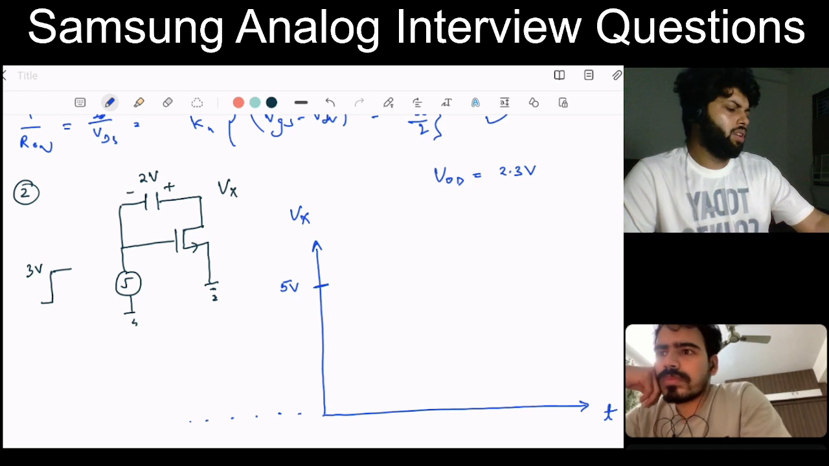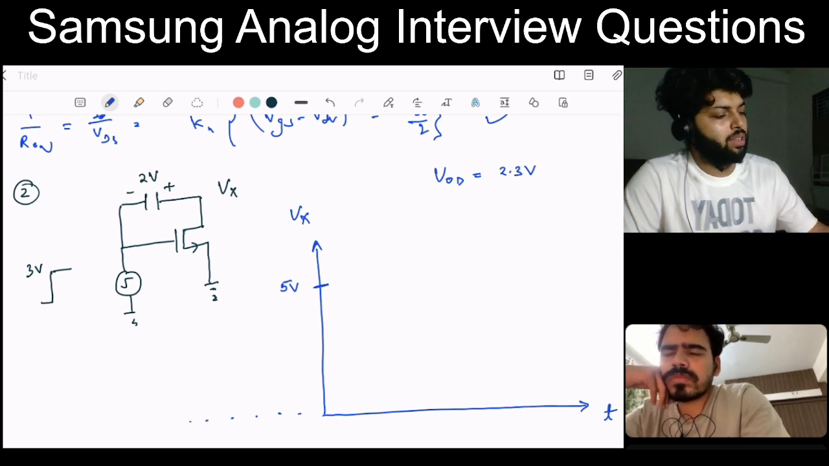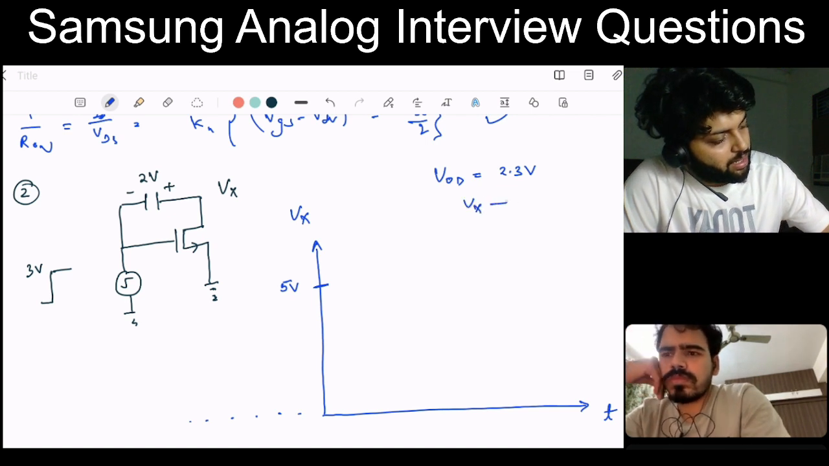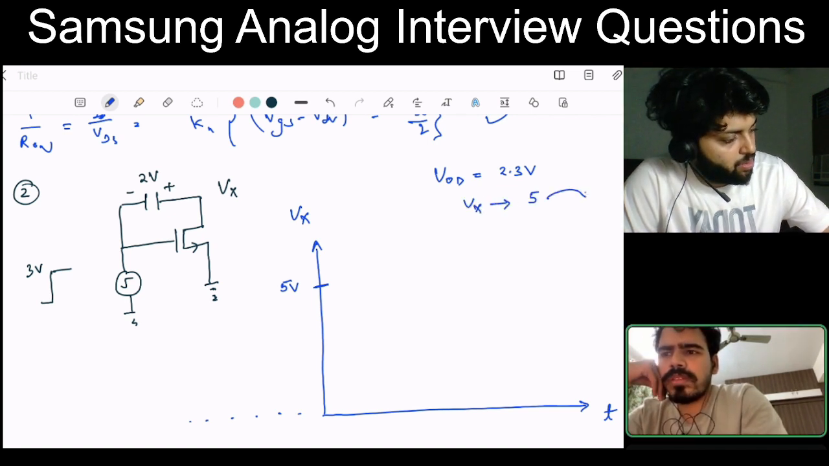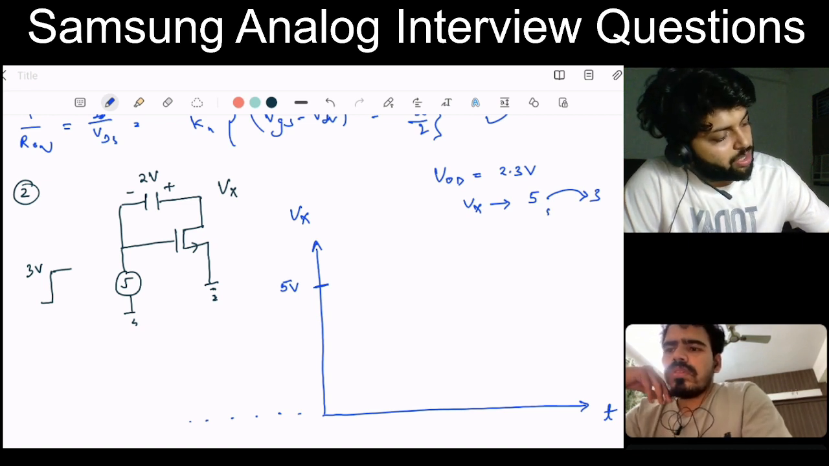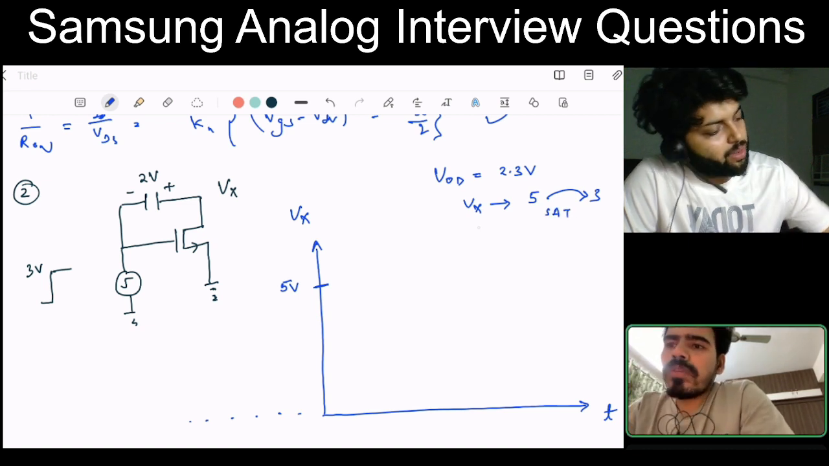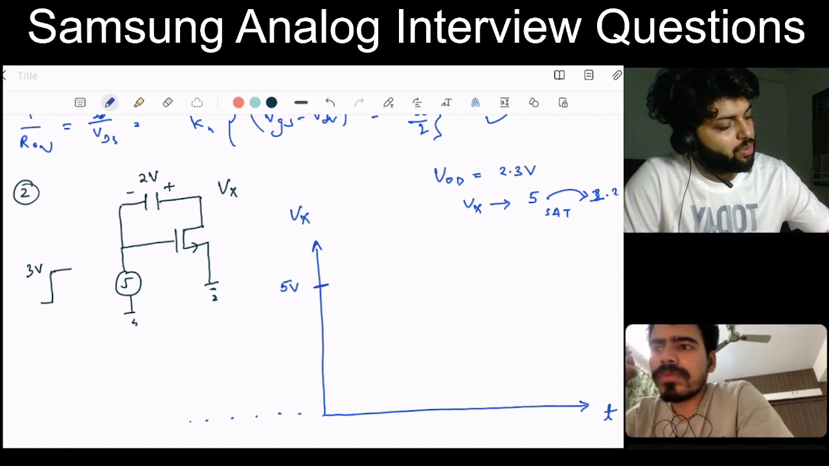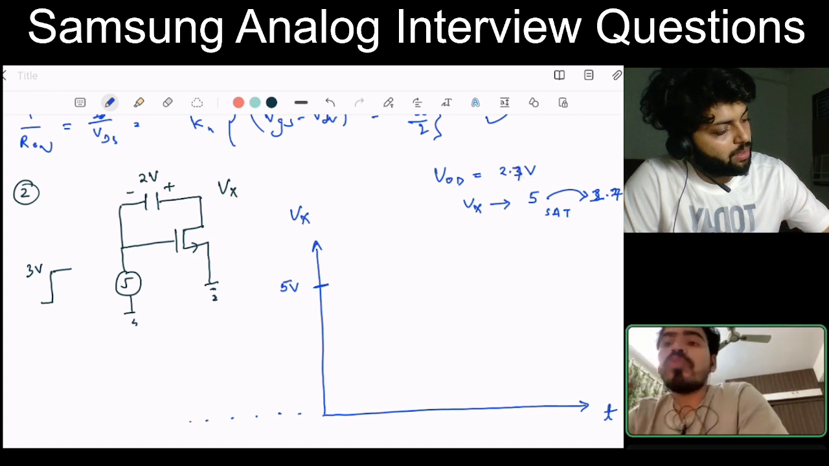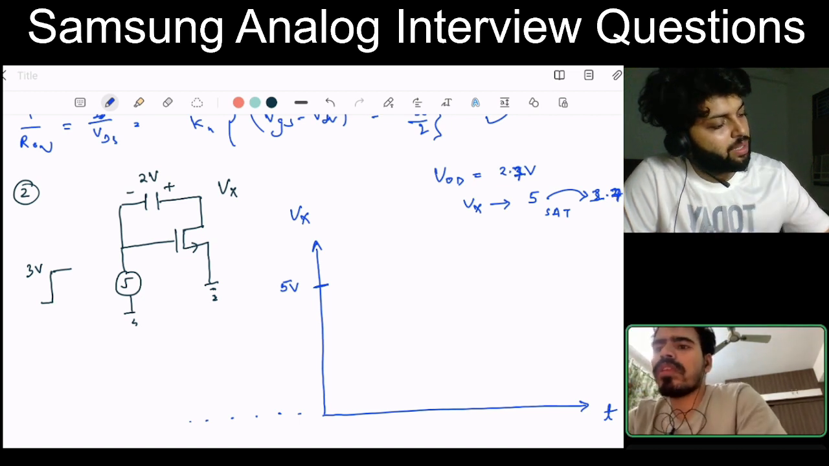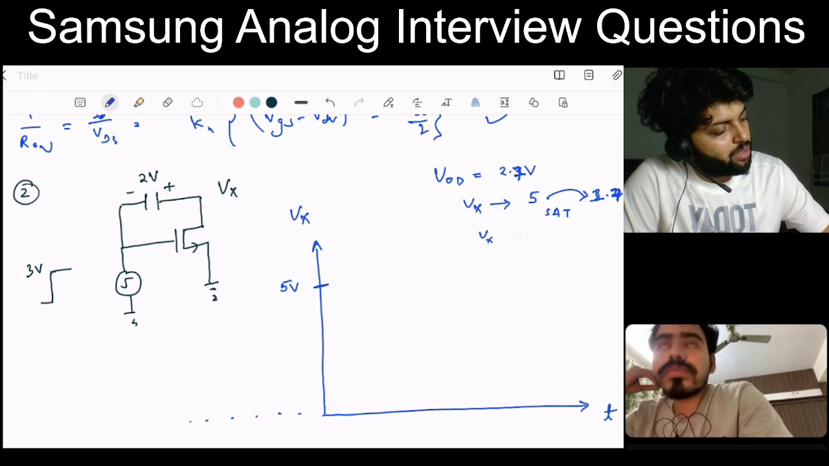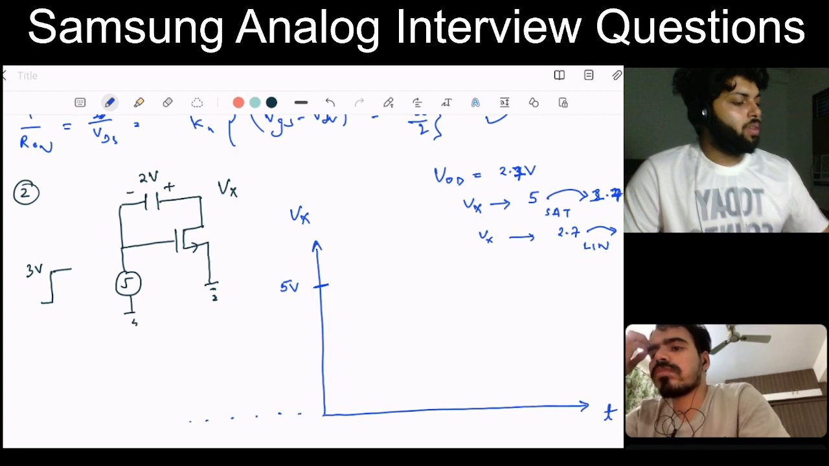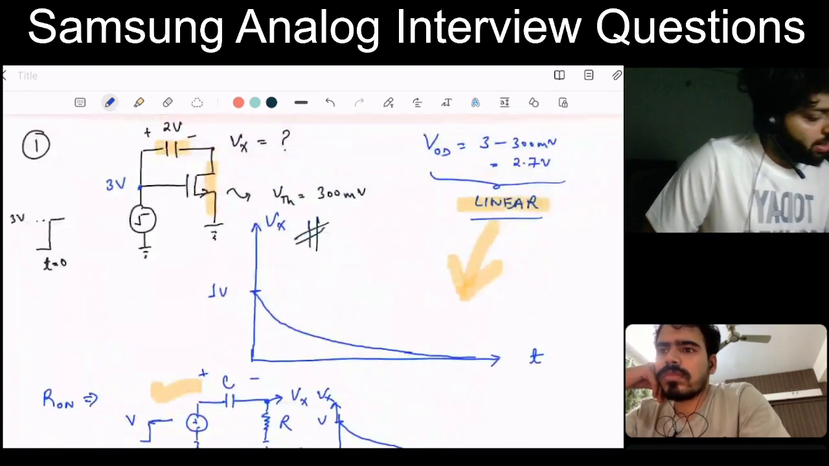The new thing in this question is that when Vx is decreasing from 5 to 2.7, it will be in saturation, and after that it will work in linear. So from 2.7 to 0, it will be linear, right? I typed 2.3, but it's 2.7, yeah.